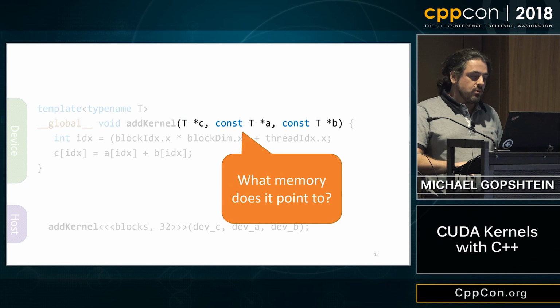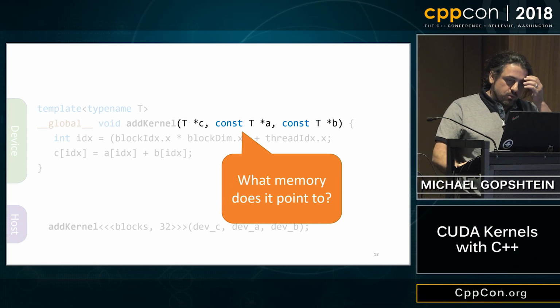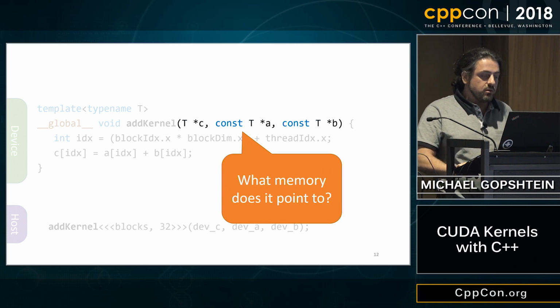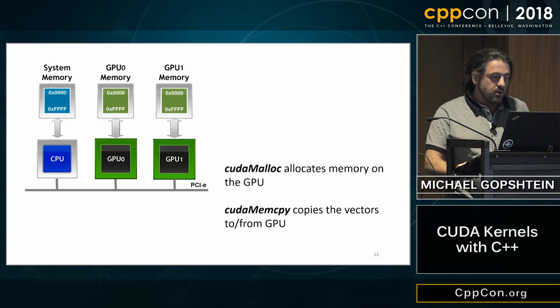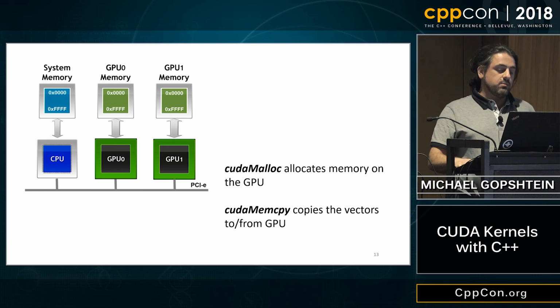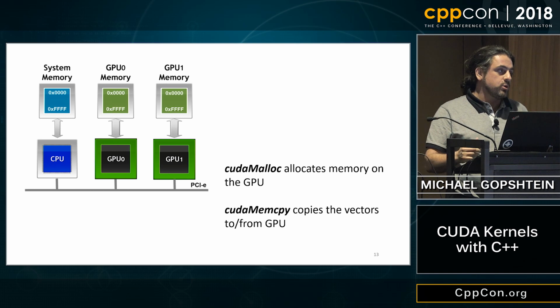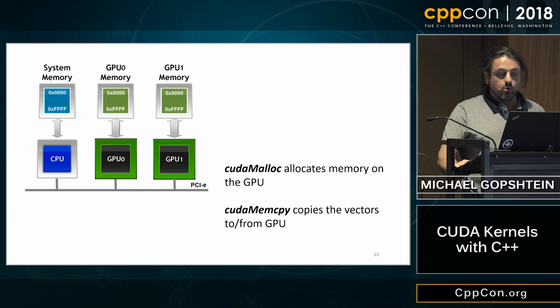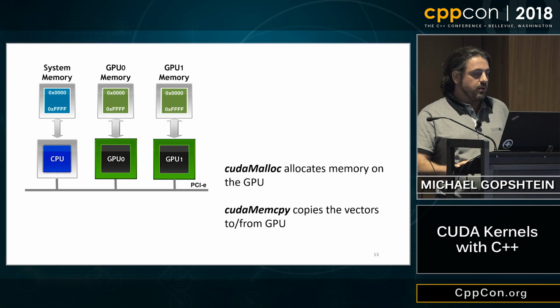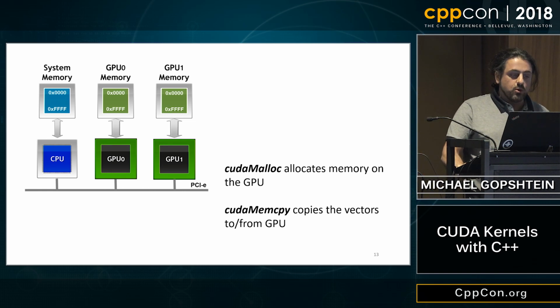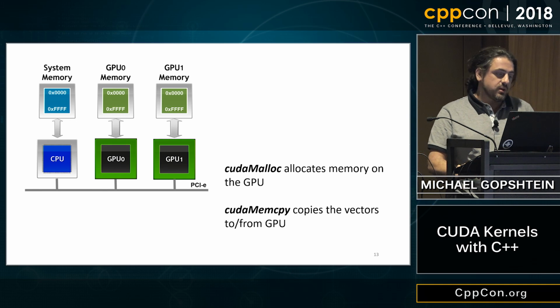So the second aspect of this function signature that we want to address are the pointers. What's exactly the memory these pointers are pointing to? In the CUDA system, there's a CPU with a CPU memory, or a host memory, which is the usual memory that we use in all our C++ programs. And then each GPU device comes with its own memory. And the kernels which run on the GPU may only access directly the memory of the device.